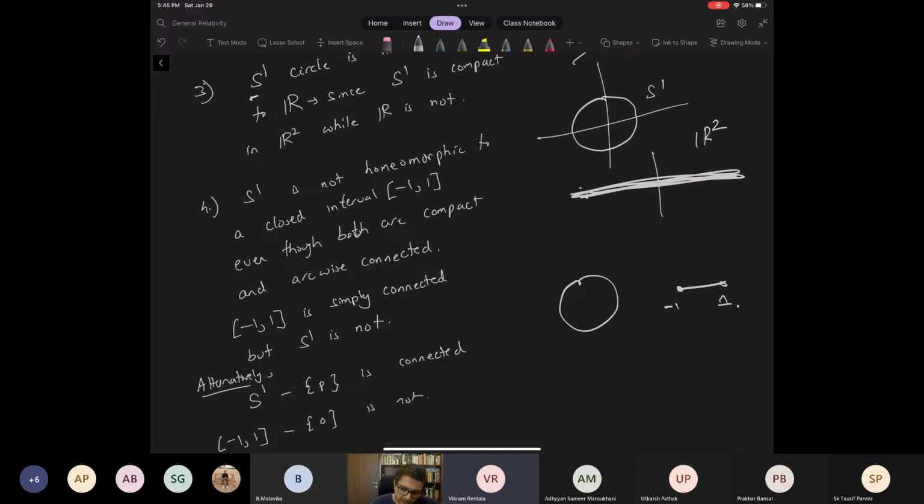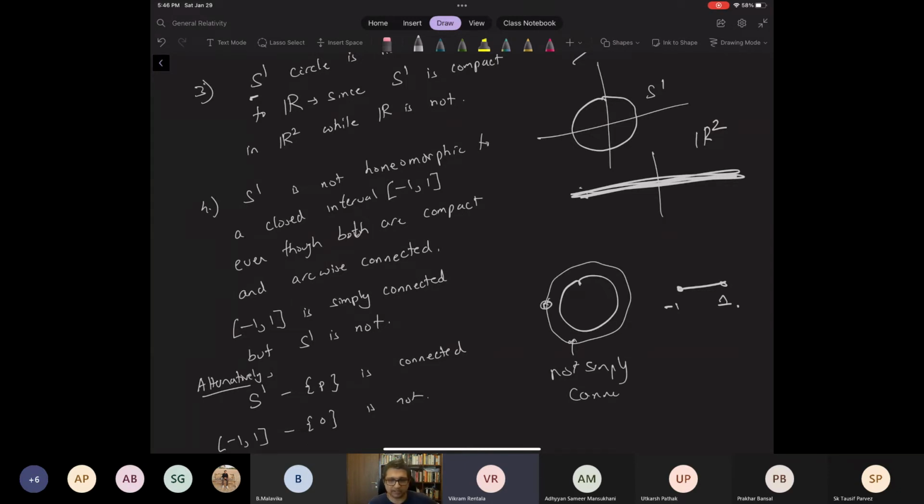So the circle is compact, it's arcwise connected. I can connect 2 points with an arc. This line is also compact, it's also arcwise connected. But the difference between them is that the circle is not simply connected, because as I told you, you can draw loops around the circle, which wrap around the circle several times.